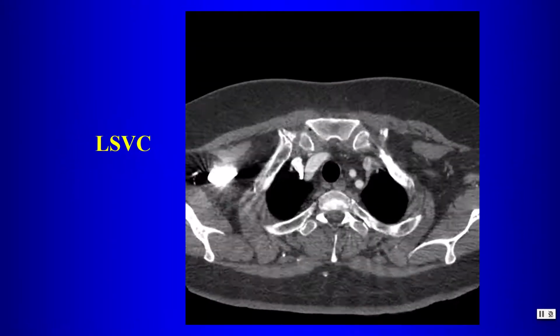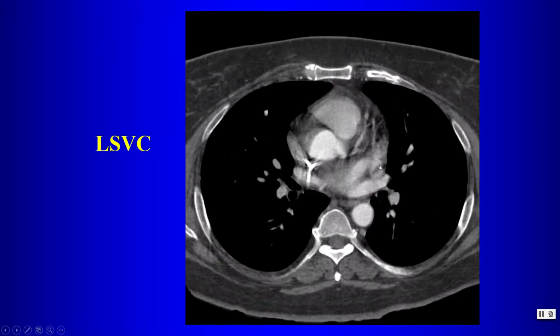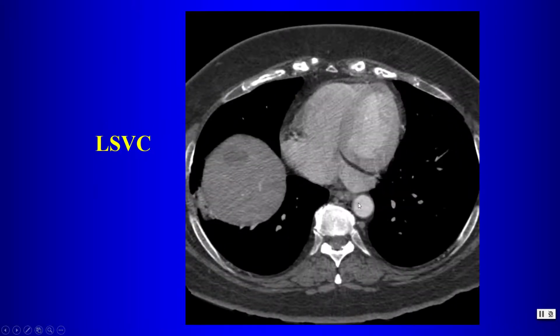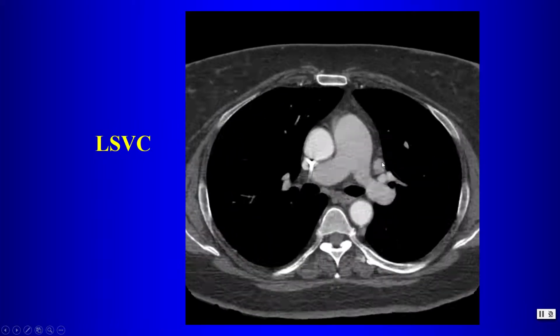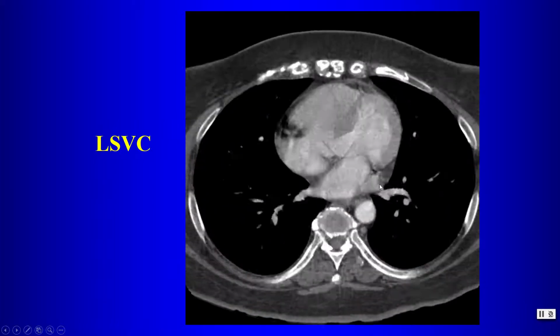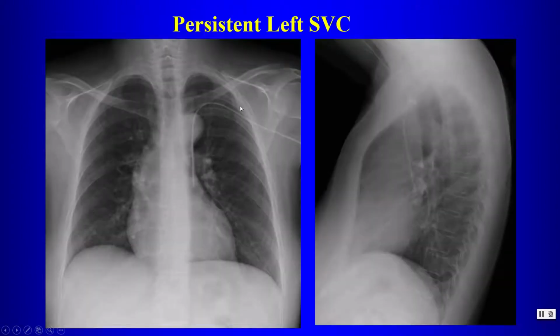And this is the course that we would expect to see if a catheter is going into a persistent left superior vena cava, which is what we see here. So this vessel here represents a persistent left superior vena cava. A persistent left superior vena cava will travel down and drain into a dilated coronary sinus, as in this case.